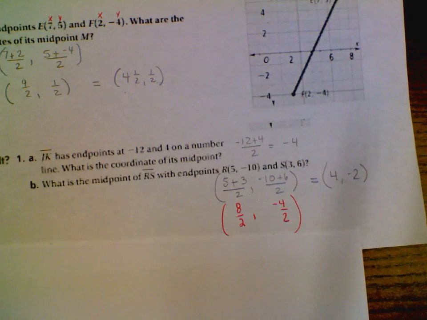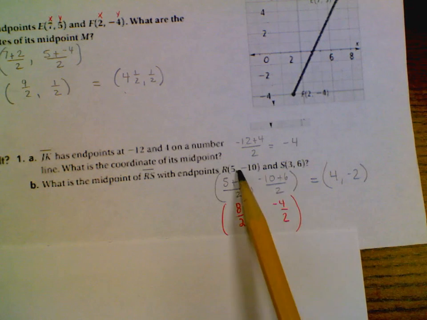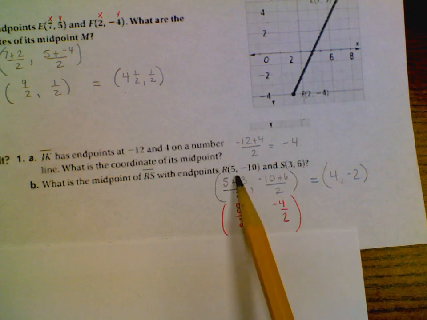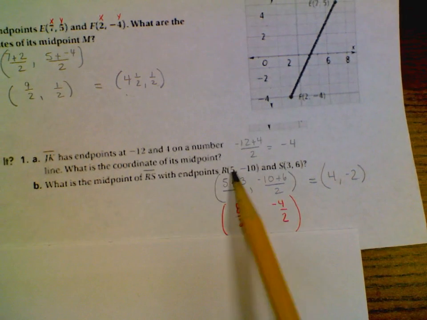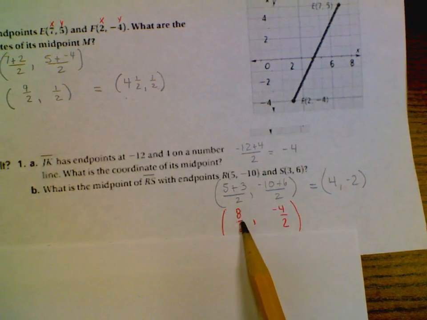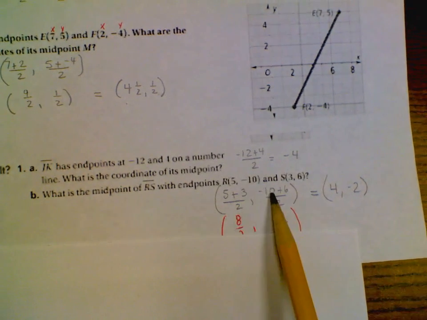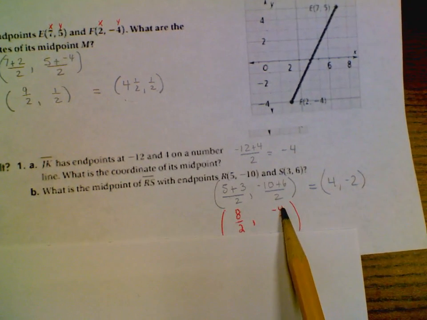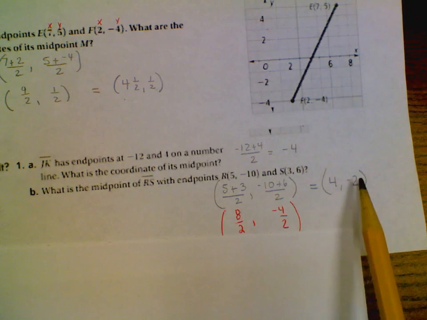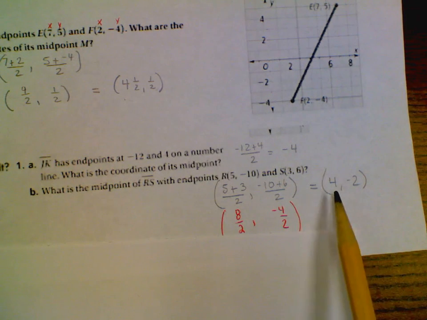The other question is asking you to find the midpoint when you're in a coordinate plane. So I would find the average of the x's, so I would add 5 and 3, which is 8, and divide it by 2. And then I would have to find the average of the y, so I would add -10 and 6, which is -4, and divide that by 2. So my midpoint would be at 4, -2.